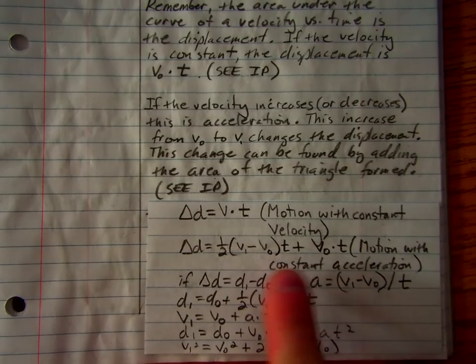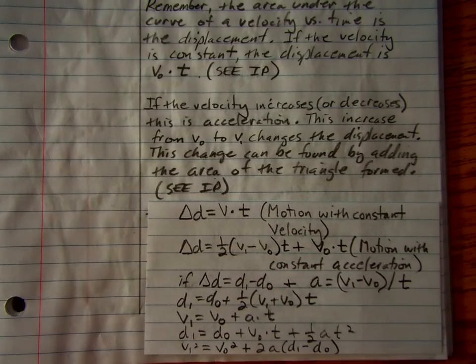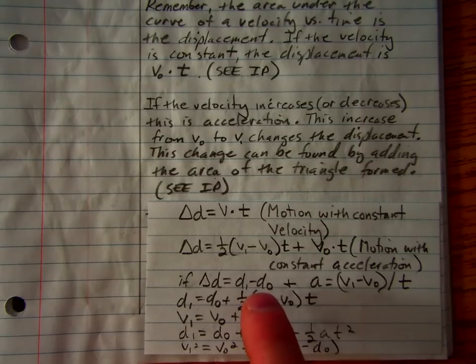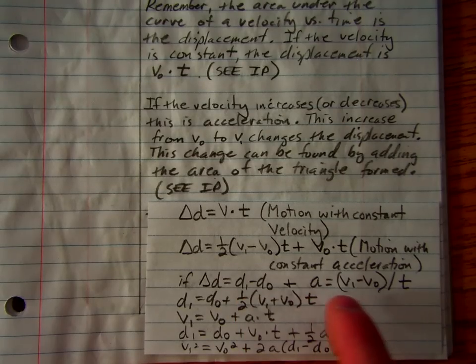And so, if we do some simplification, some bookkeeping here, we can make these equations a little more tidy. First of all, delta d is just the change in position. It's the final minus the initial, or sometimes it's written as d1 minus d0. Also, acceleration, remember, it's delta v, the change in the velocity, divided by the time, delta t. I rewrote this substituting v1 minus v0 for delta v. And I substituted t for delta t, just to simplify things.